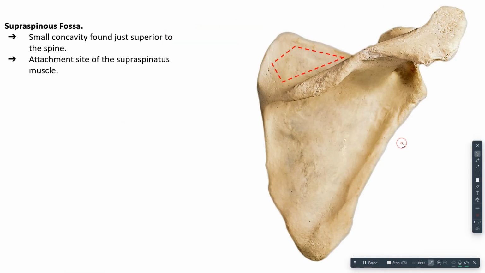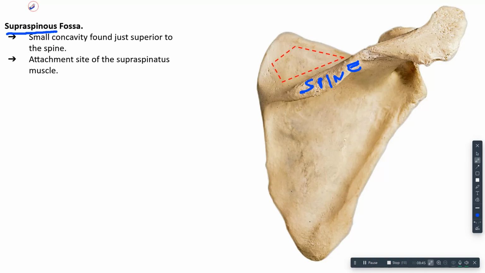All right. So if I find the spine of my scapula, so again, here is the spine. It is very conspicuous. You cannot miss the spine. Above the spine, there is a concavity. Because it's above the spine, it is a supraspinous fossa. There's going to be a muscle sitting here called the supraspinatus that you'll meet when we do the muscular system.